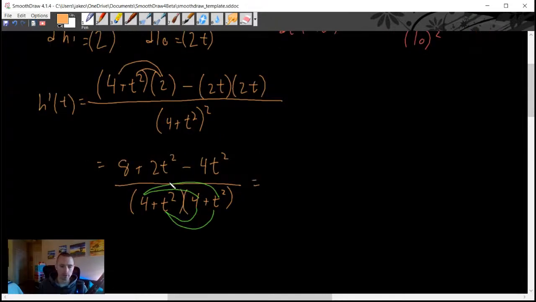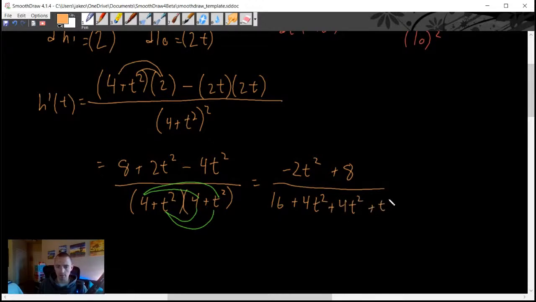So then we can simplify this. First of all, 2t squared minus 4t squared, that's just going to simplify to negative 2t squared. And then we have a plus 8. And then on the bottom, we're going to get 4 times 4 is 16. 4 times t squared is 4t squared. t squared times 4 is another 4t squared. And then t squared times t squared gives us t to the 4th.